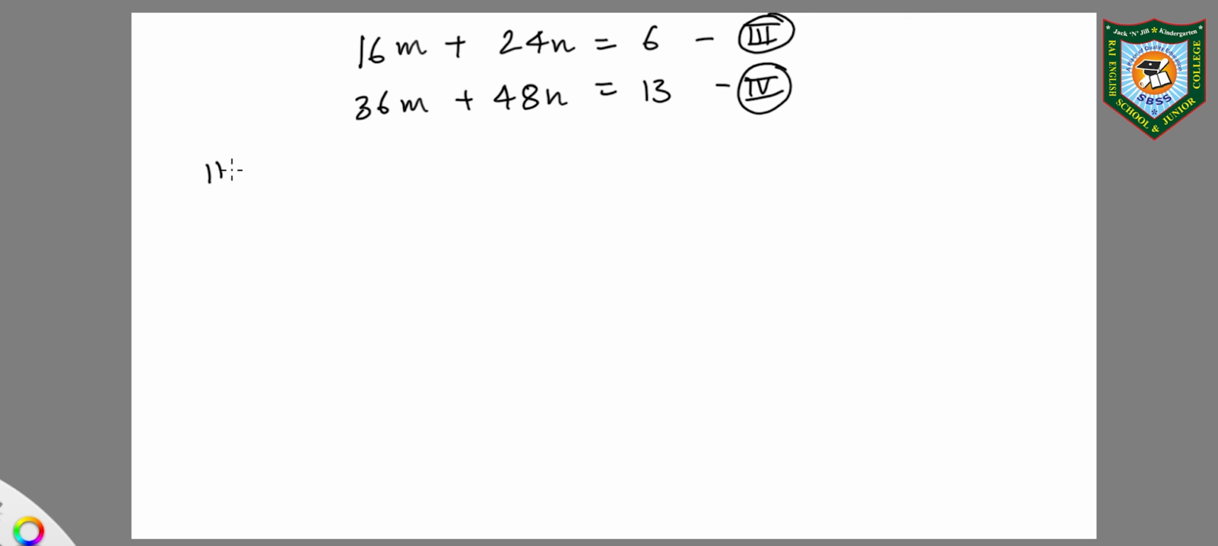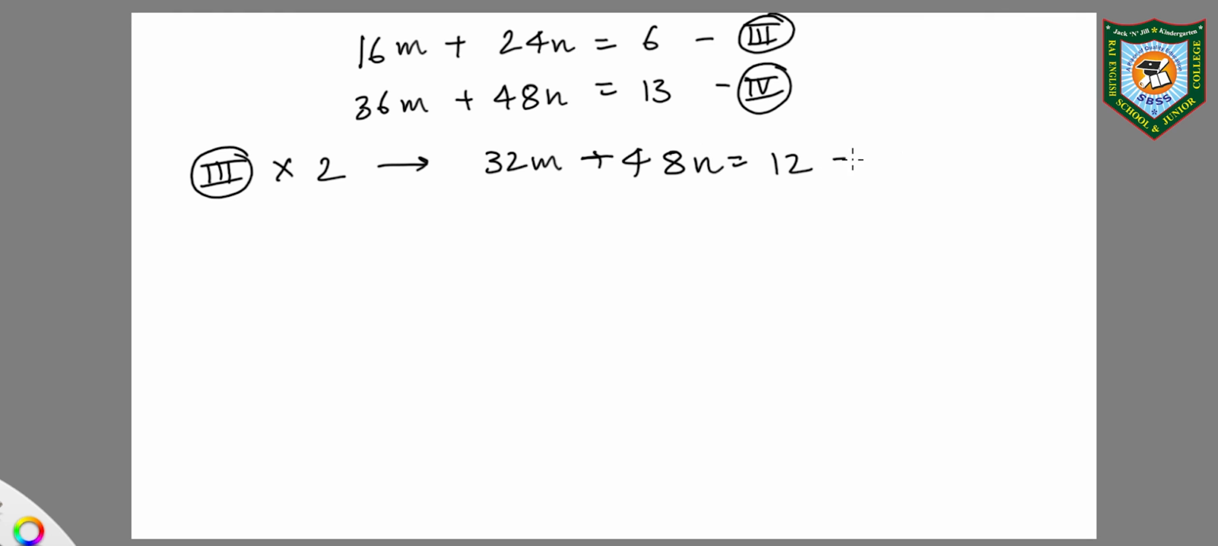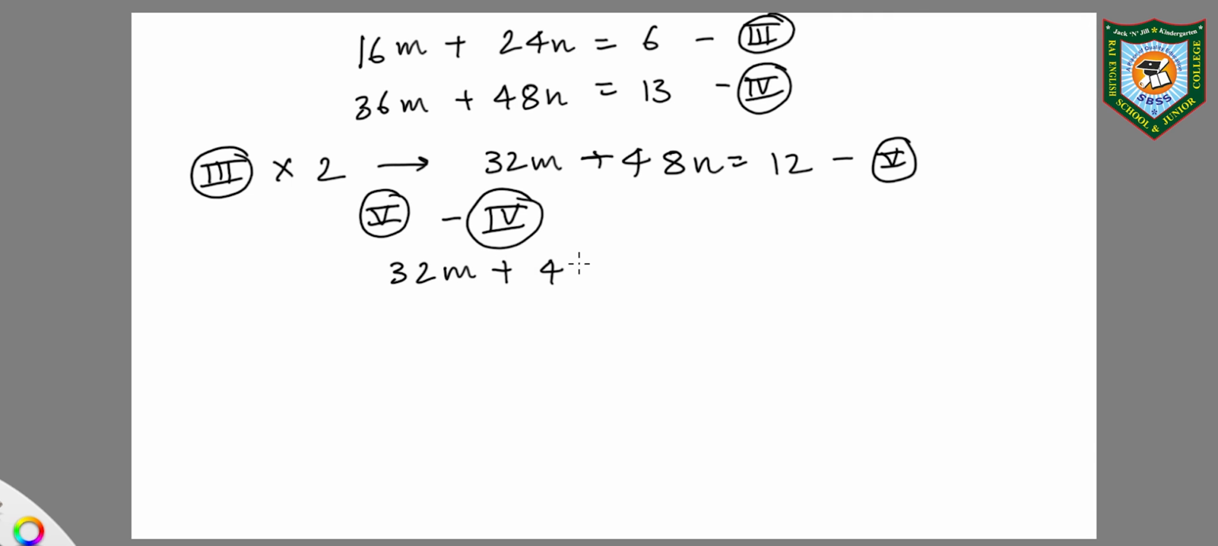I'm using the elimination method, so I'll multiply equation number 3 by 2. That will give me 32m plus 48n is equal to 12. This is my new equation number 5. Now I'll subtract 4 from 5. So I have 32m plus 48n is equal to 12, minus 36m plus 48n is equal to 13.